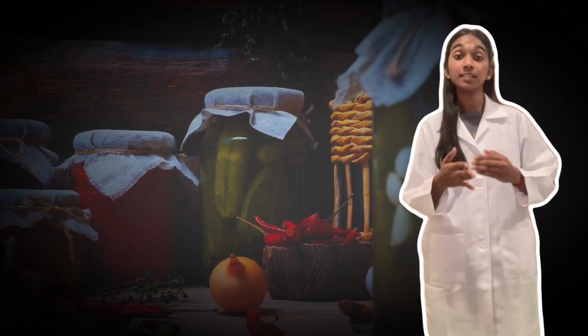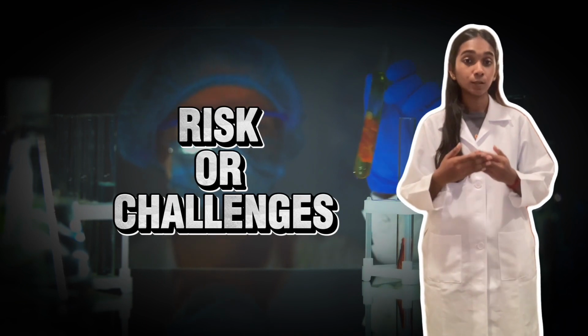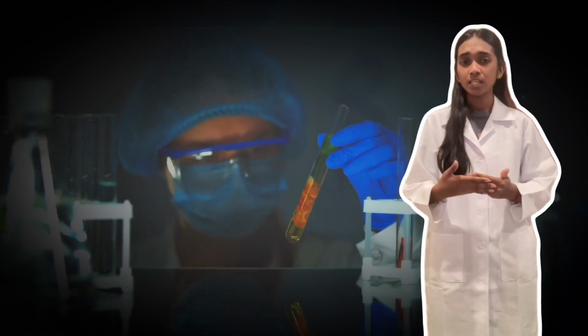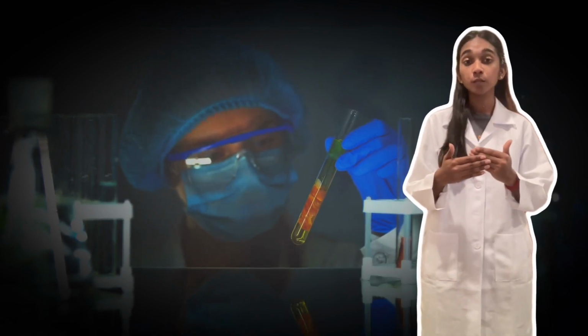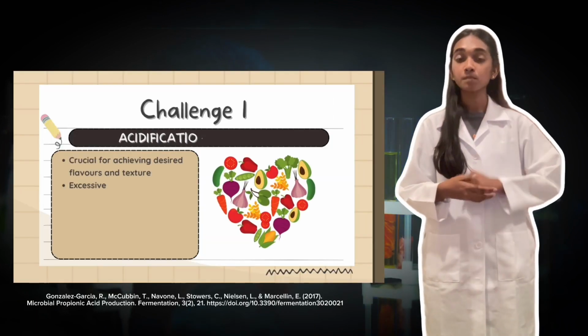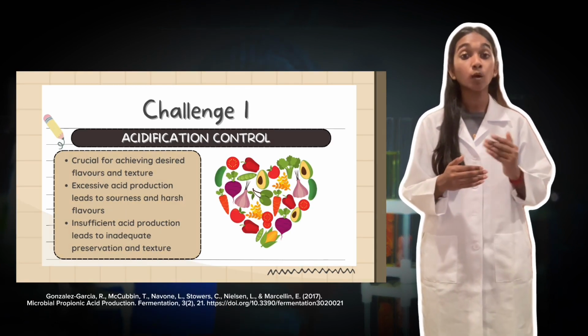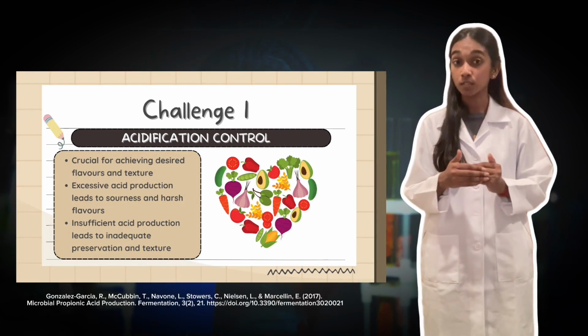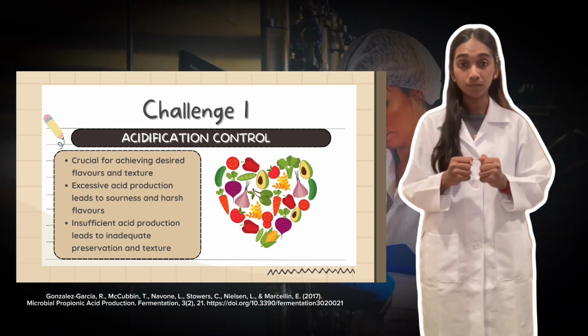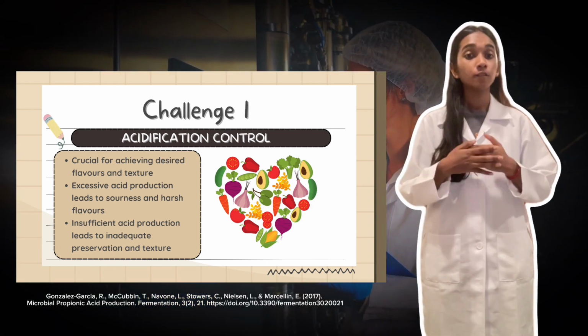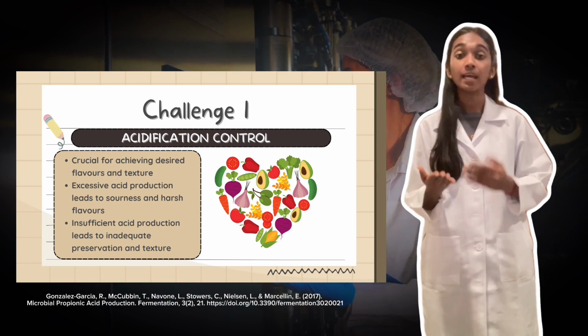Looking at the other side of the future prospects are the potential risks or challenges that could arise. What are the challenges that are limiting the improvement of propionic bacteria in fermentations? Challenge number 1. Acidification control. Propionic bacteria produce organic acids during the fermentation process. Controlling this acidification process is crucial to achieve the desired flavor and texture.